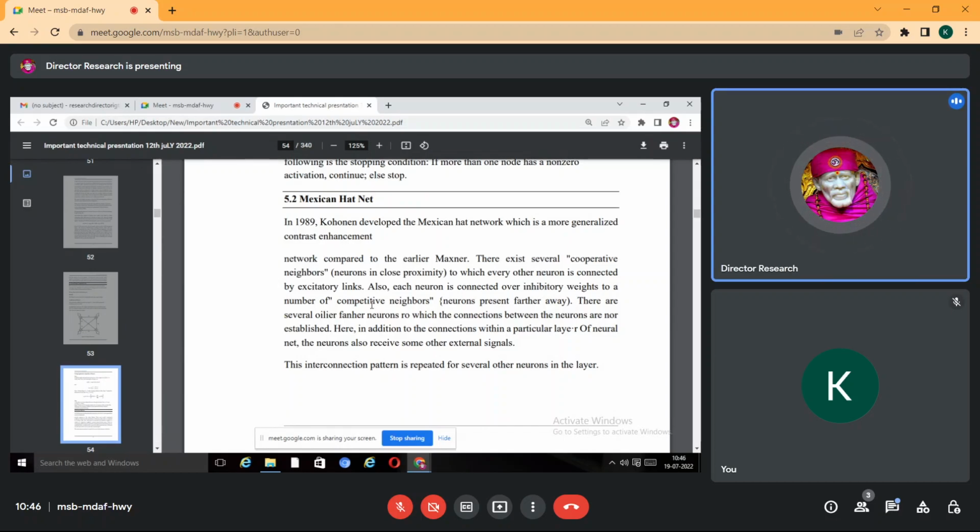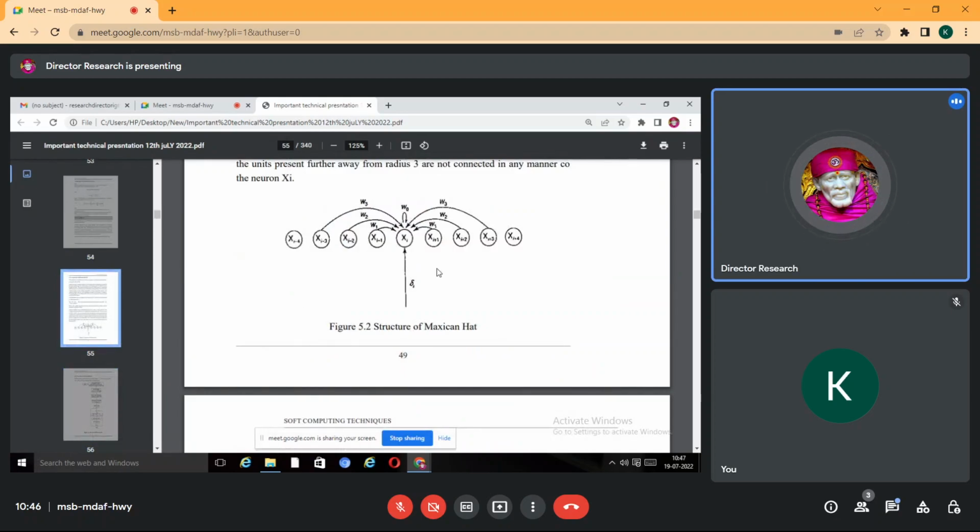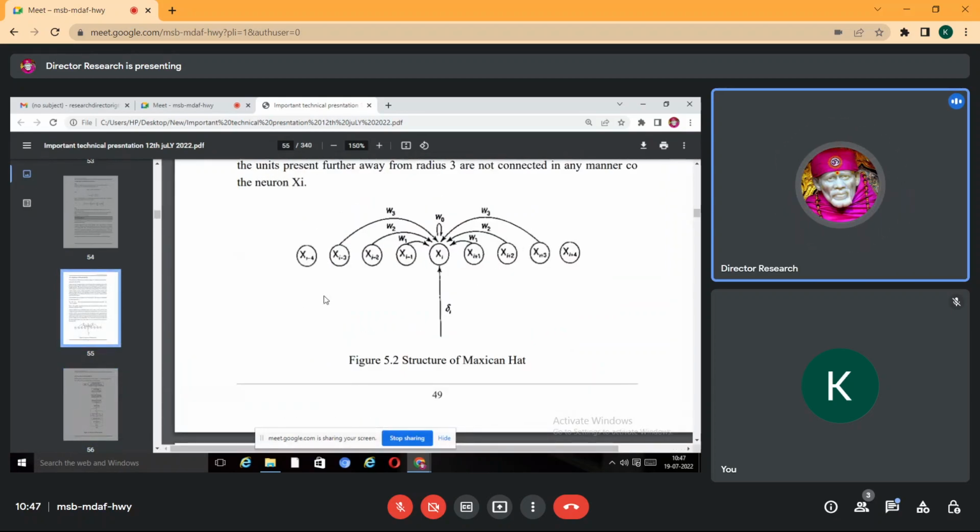Here, in addition to the connections within a particular type of neural net, the neurons receive some other external signals. This interconnection pattern is repeated for several other neurons in the layer. Architecture of Mexican Hat Net: the architecture is shown in the figure. This is the structure of the Mexican Hat Net architecture. Just observe the diagram: x(i-1), x(i-2), and so on, with the corresponding weights.